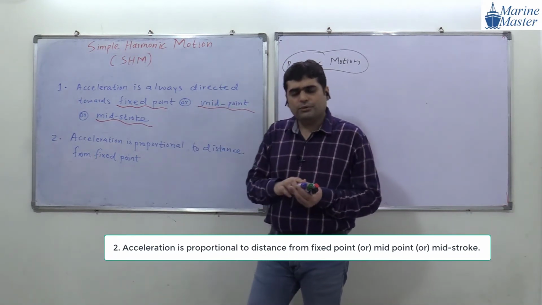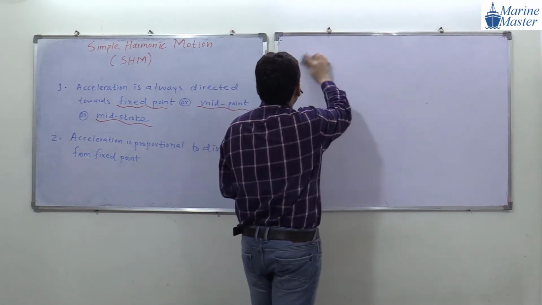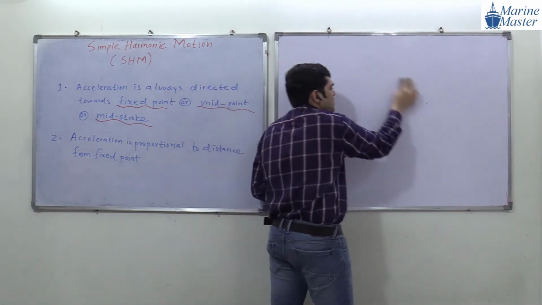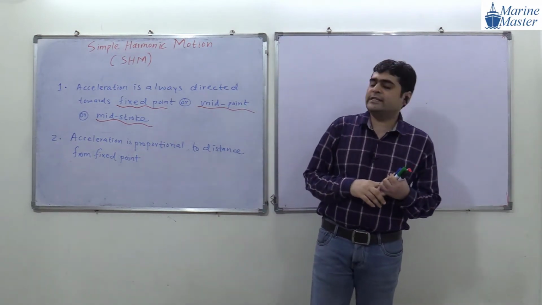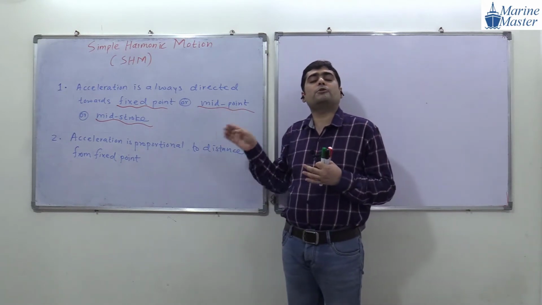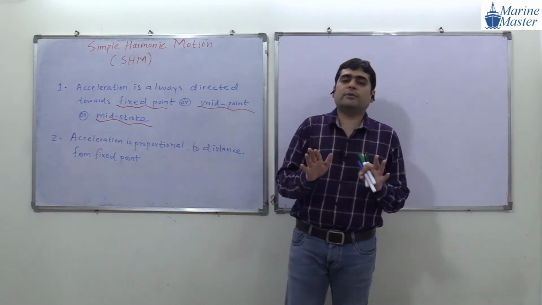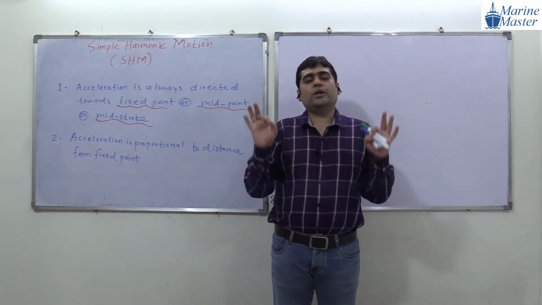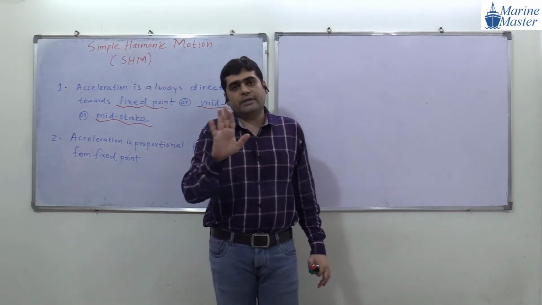Now I'm going to give you an example of which periodic motion we can consider as simple harmonic motion. The periodic motion which satisfies these two conditions, we can consider as simple harmonic motion. In shortcut, we denote it as SHM. Anyone have any doubt in this discussion?